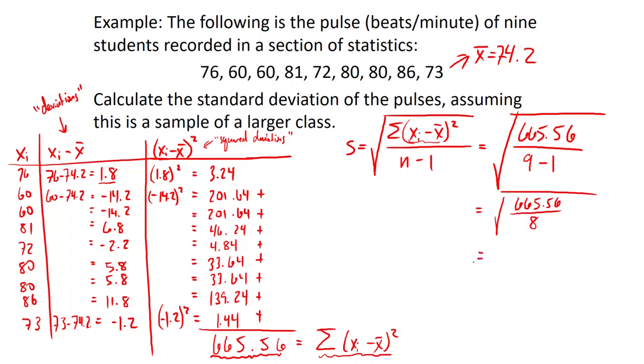Okay. Now, what is 665.56 divided by 8? 83.195. Is there anything else there, or is that it? That was it. Perfect. And then you're going to take the square root of that and we'll just approximate it. 9.12, if you round to 2 decimal places. There you go.